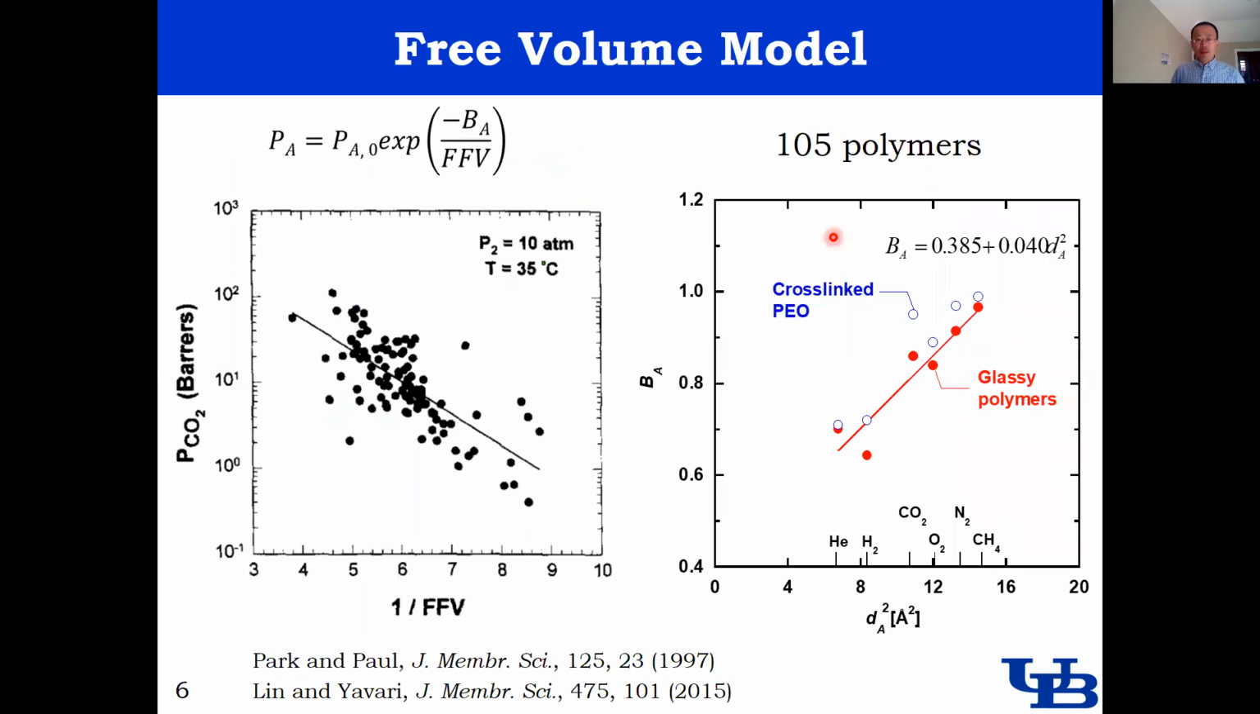More importantly, in a classical work by Park and Paul at the University of Texas at Austin, they were able to correlate the permeability as a function of 1 over fractional free volume with a very simple equation. They generalized the coefficients PA naught and BA value from more than 100 polymers. This shows an example of BA values for different gas penetrants. Once we know the PA naught and BA values, we can predict gas permeability and also the selectivity.